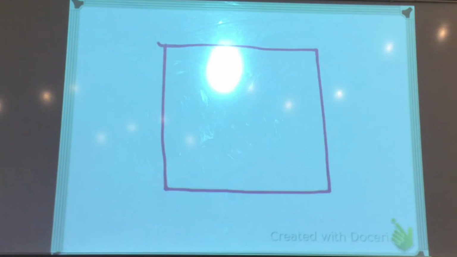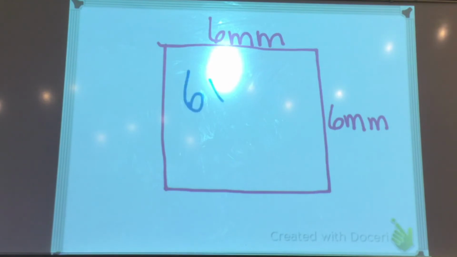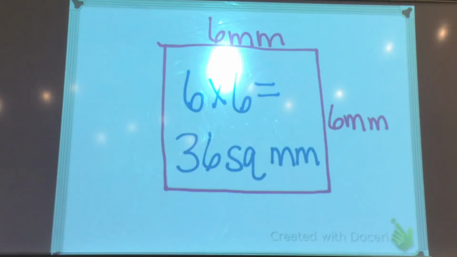All right, I'm going to show you a square now. And remember, a square has all sides the same length. And this one, we can just say this is millimeters. 6 millimeters wide or long, and 6 millimeters wide or long here. And when we find the area, the length is 6, the width is 6. 6 times 6 equals 36 square millimeters. Or that funny way, 36 square millimeters.